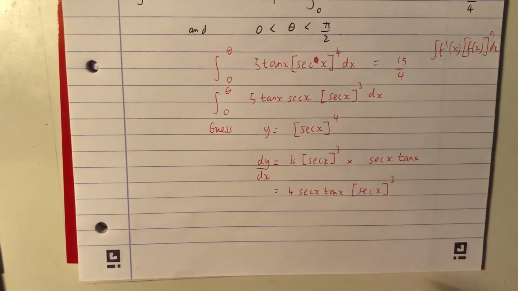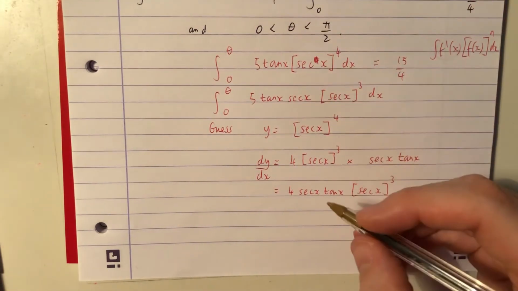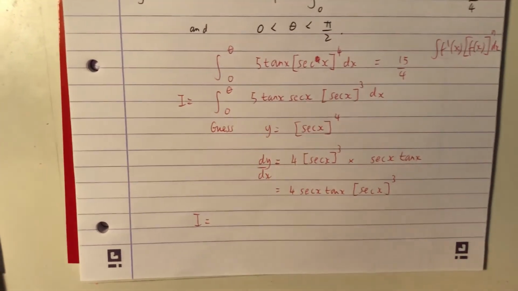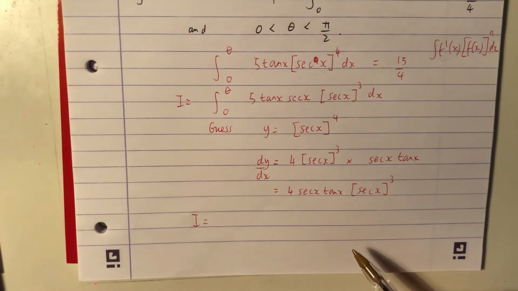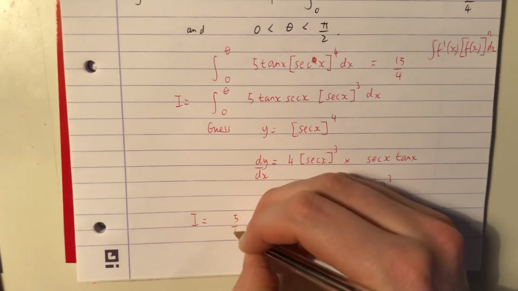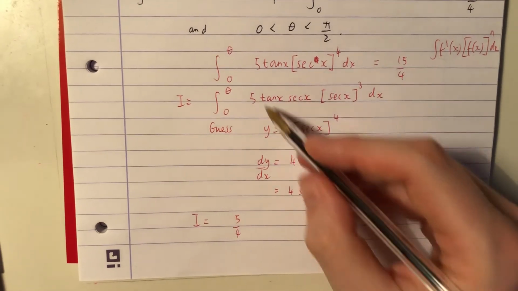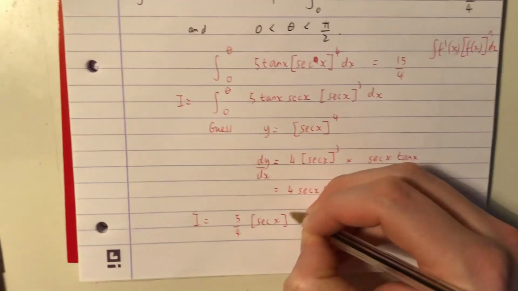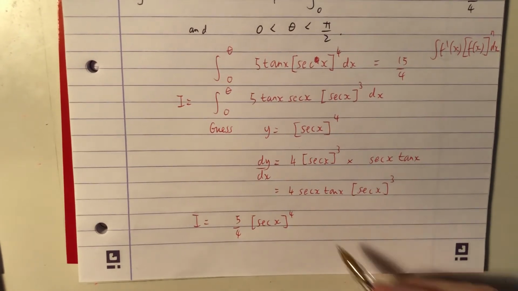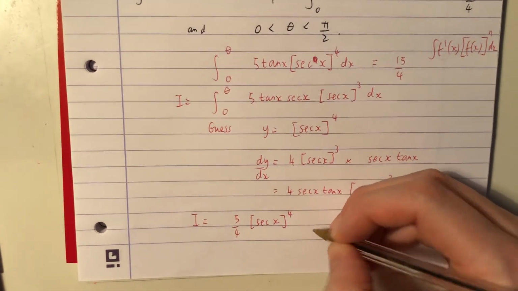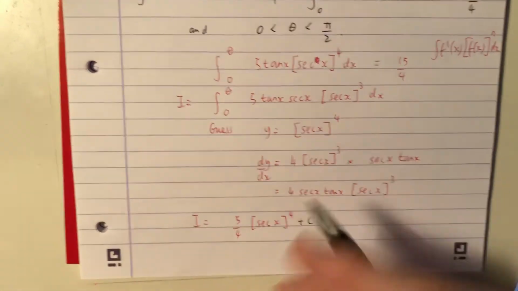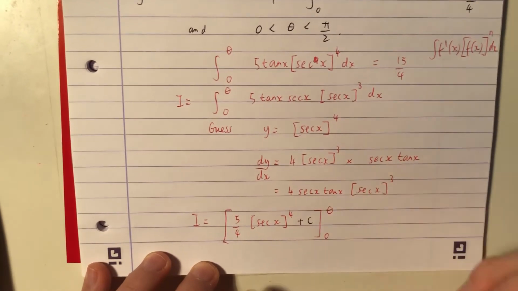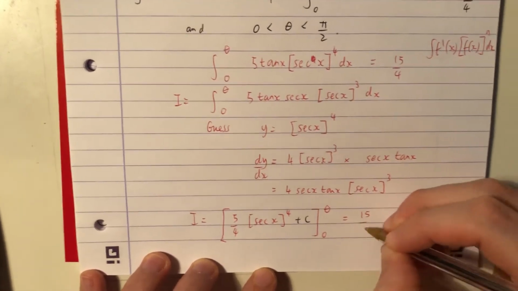So how can I create that? Well, call that I. My guess is out by, let's get this right, 5 over 4. Because you want to divide by 4 and then times by 5 to get the 5. So 5 over 4 sec x to the power of 4. And remember, this had limits, so no plus c needed. If you wrote it in, it'd be pointless. Between 0 and theta. And that needs to be 15 over 4.